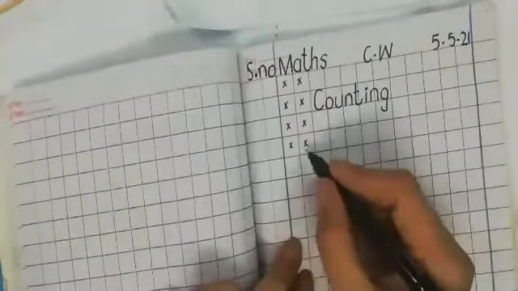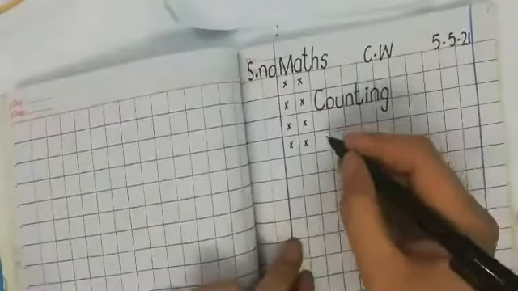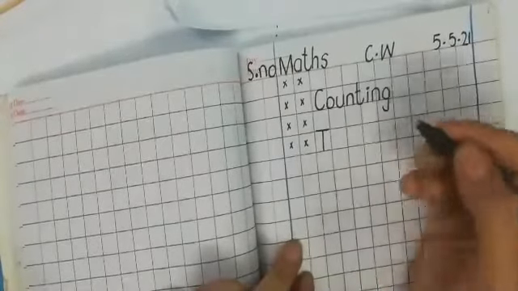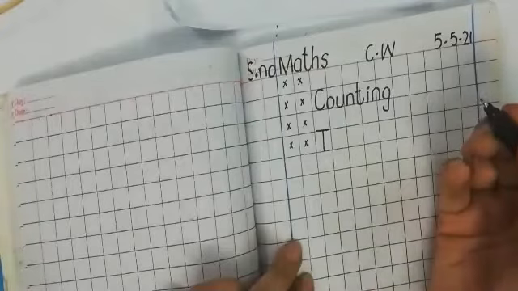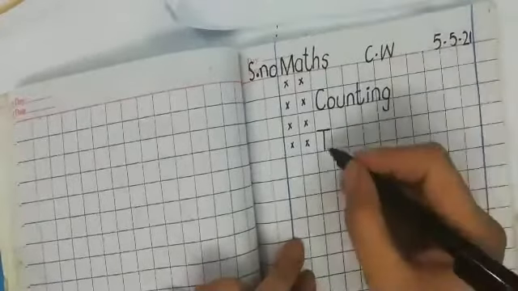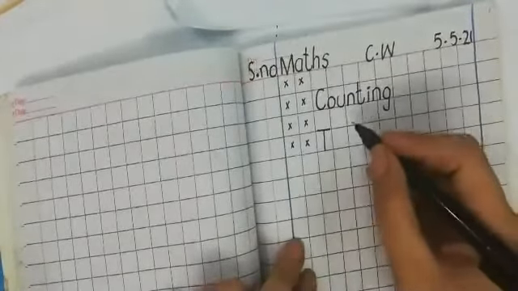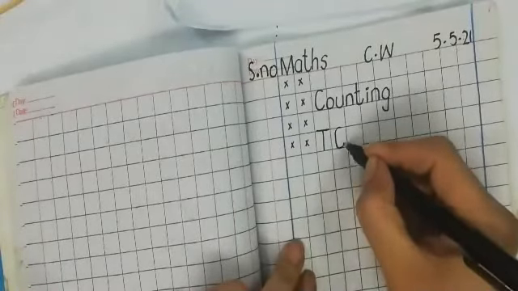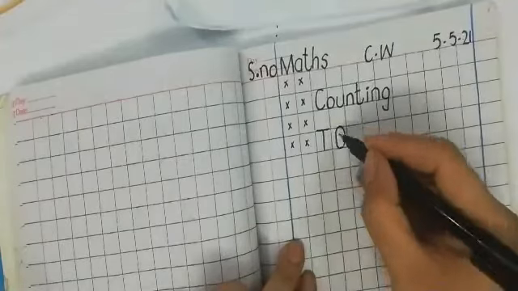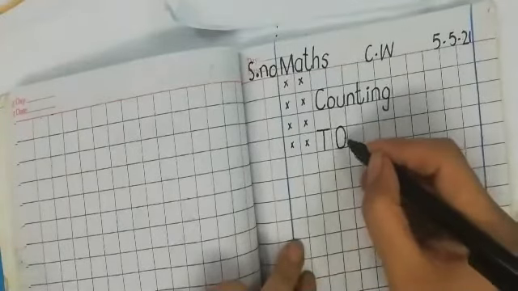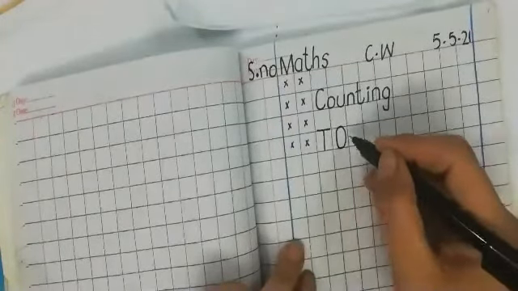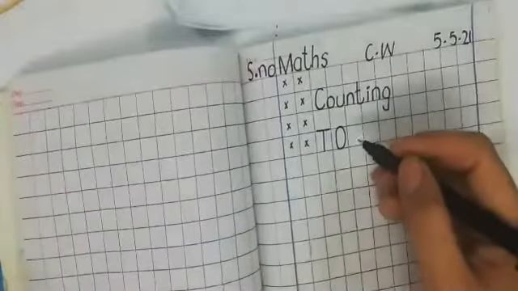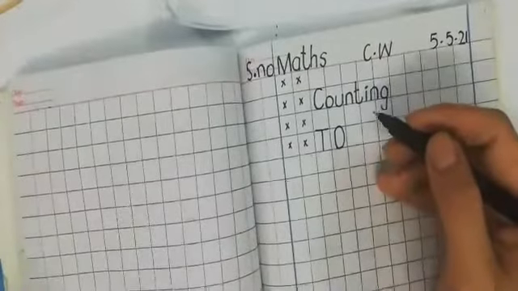Along with the two blocks which I crossed, right here in the third block, write T. What does T mean? T means tens. Then write the O. T means tens, O means ones. Tens, ones. Raise your hand. Did you write?